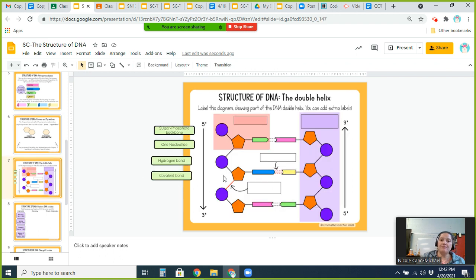Slide number 7. Again, this is labeling. We have the structure of DNA. I have 4 things that need to be labeled. Sugar phosphate backbone, 1 nucleotide, hydrogen bond, covalent bond. So you have these 4 rectangles that will go inside these 4 rectangles. And again, you are labeling this DNA strand.